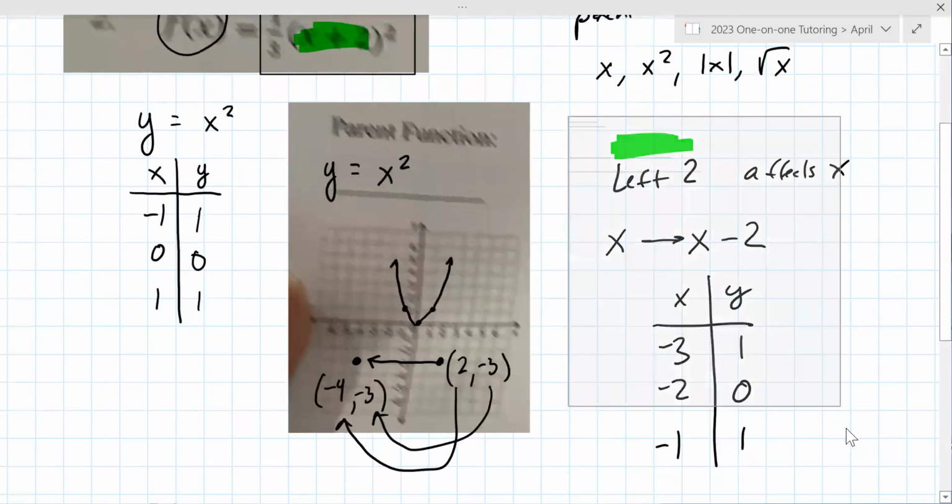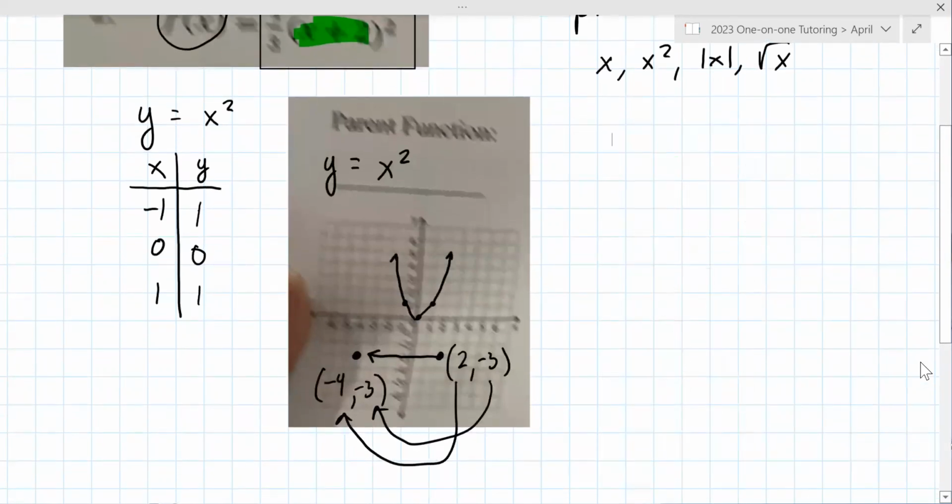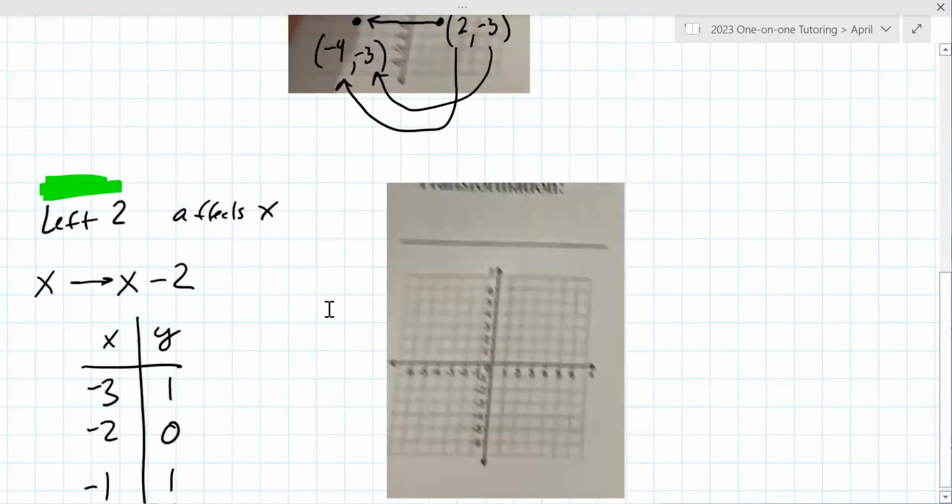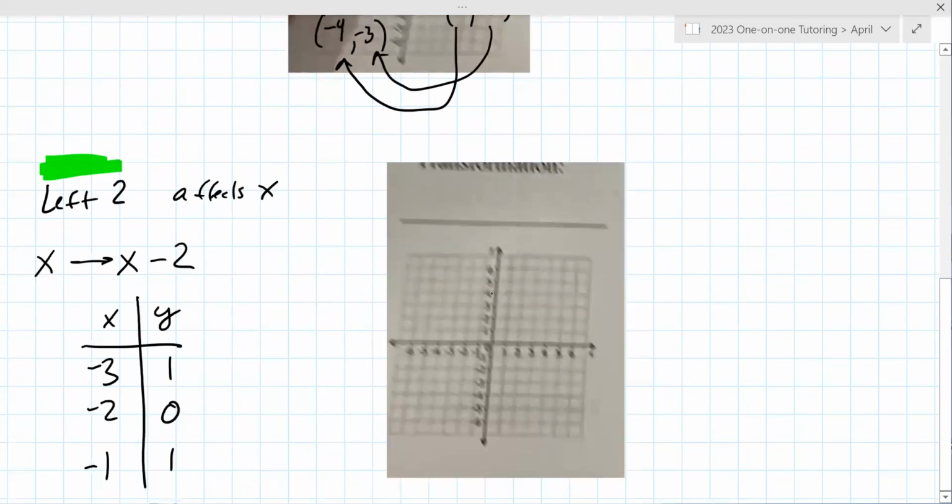I'm going to grab those points. Just grab this table here. All right, let me grab that, bring it down. Okay. All right, so we're going to graph these new points, Sourish. So negative 3, 1 right there, negative 2, 0, negative 1, 1. All right, so you're going to want to graph that there. The transformation here is left 2. Left 2. Left 2.